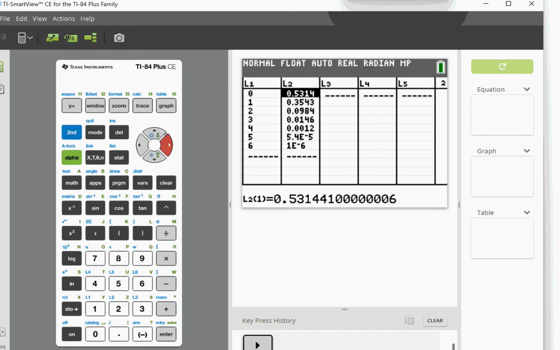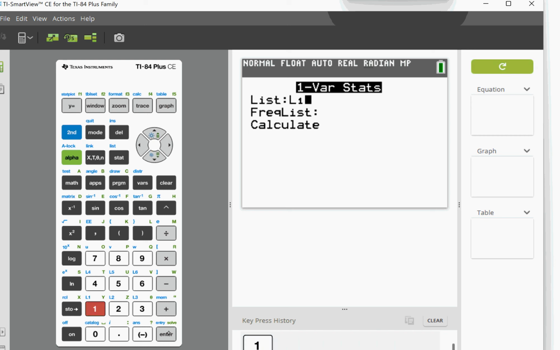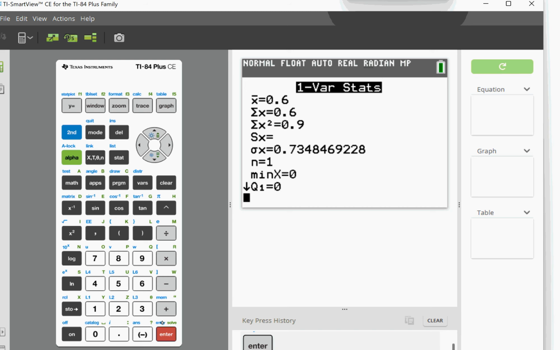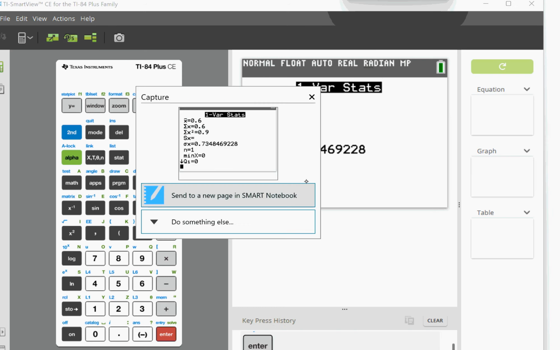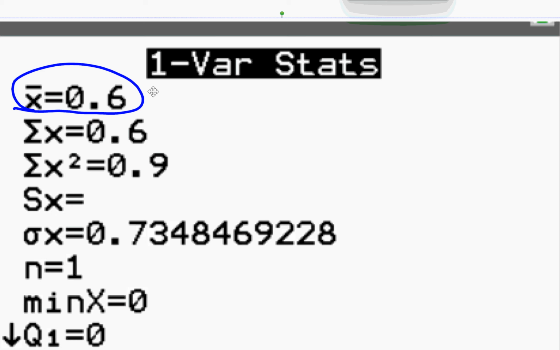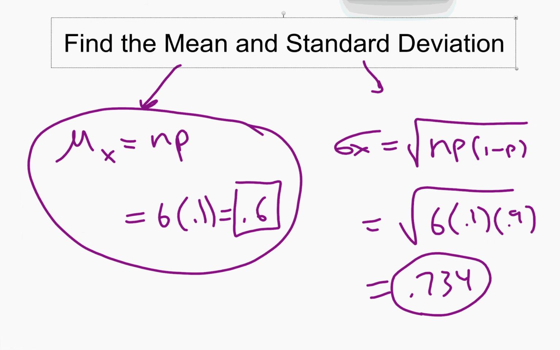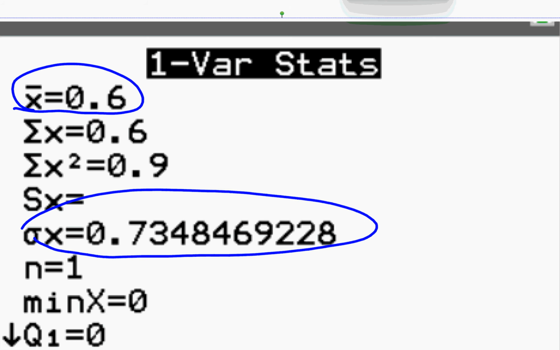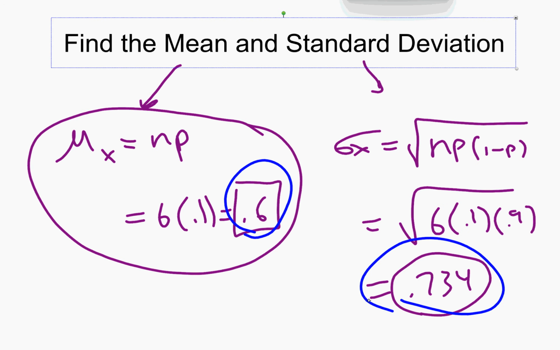We can go stat, calc, 1 variable statistics, second 1, enter, second 2, enter, right? Hit calculate, and you should recognize some numbers here. Let me just put it into notes for us, and then we'll highlight those. Ready? So look, there's our mean, and that came from the formula we had a moment ago here. You can see it right there. And there's our standard deviation, which came from the formula over here.